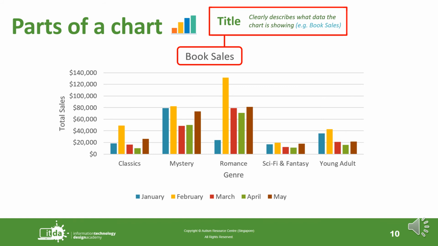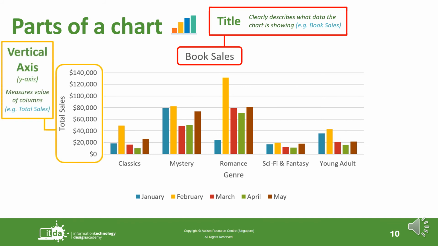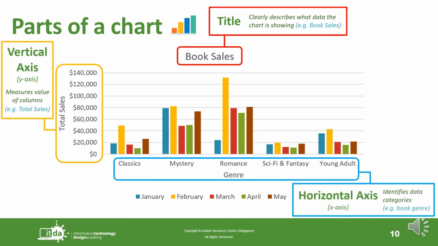For example, book sales. The one on the left side of the chart is something we call the vertical axis. Some people call it the y-axis, and this allows us to measure the value of columns of the chart. So in this case, we are actually measuring the total sales of different genres of books. Horizontally, the little words that you see there, these are actually part of the horizontal axis, or the x-axis for short. This allows us to identify data by its categories. For example, book genre in this case. Sometimes, if you have a different chart like a bar chart, the vertical axis and the horizontal axis might flip.